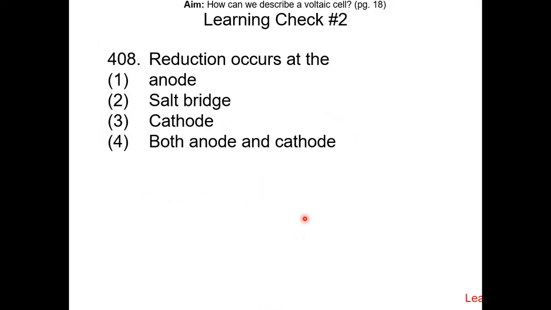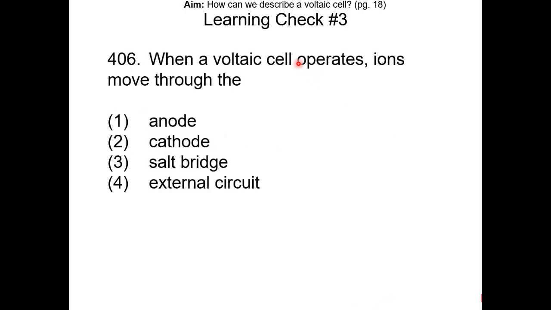Learning check number 2. Reduction occurs at the what? Pause the video and resume as completed. Red cat. So the answer is choice 3. Reduction occurs at the cathode. Learning check number 3. When a Voltaic cell operates, ions move through the what? Pause the video and resume as completed. Ions move through the salt bridge.